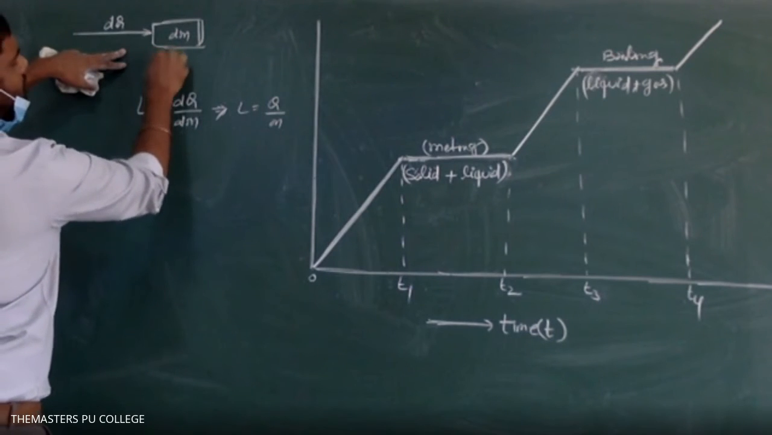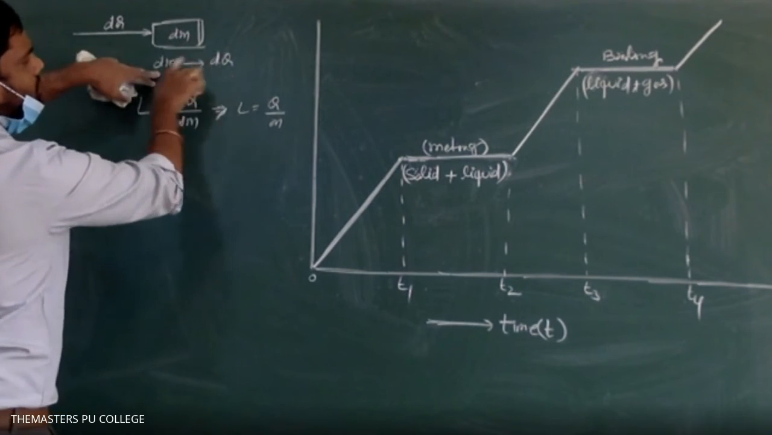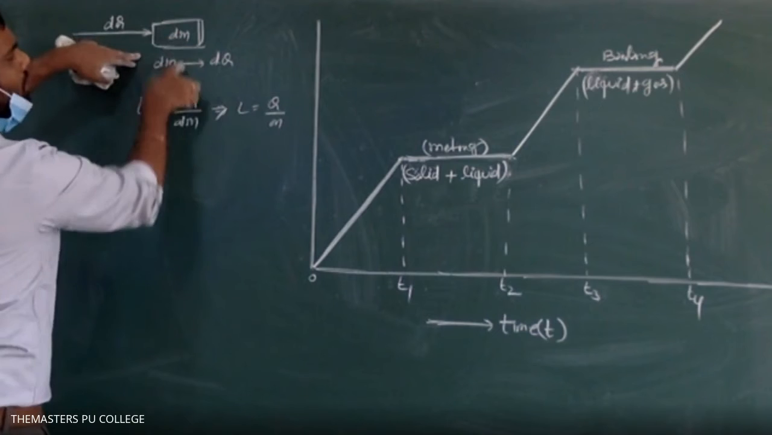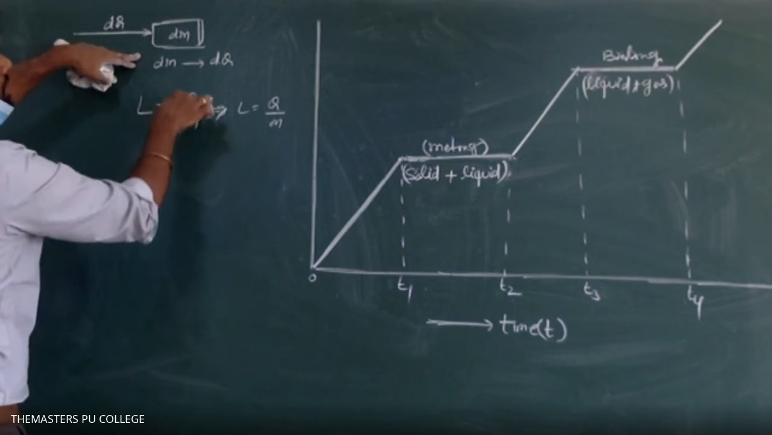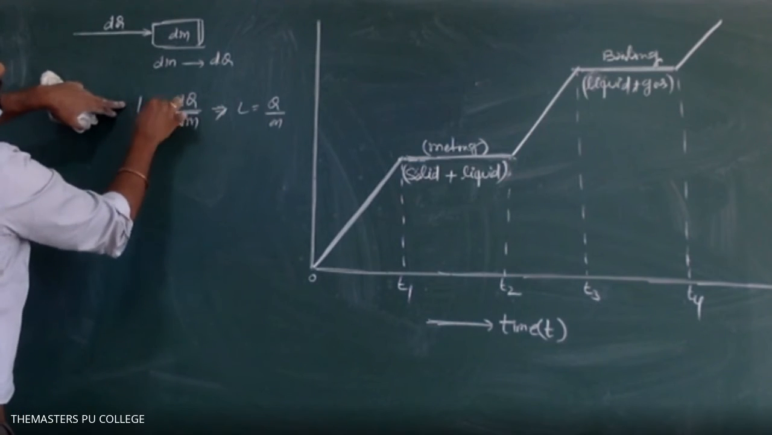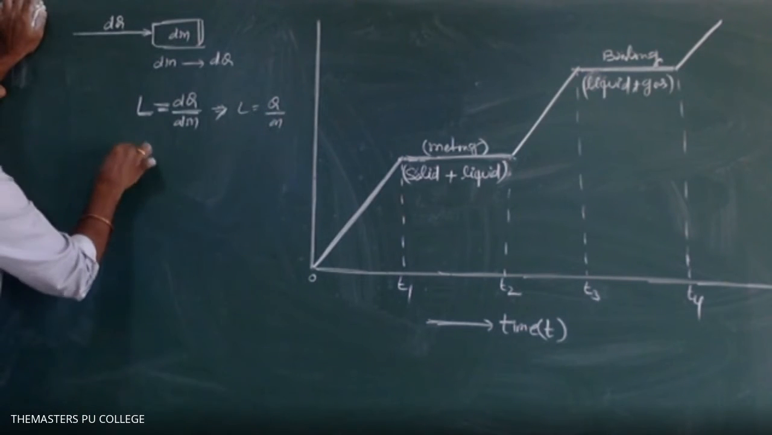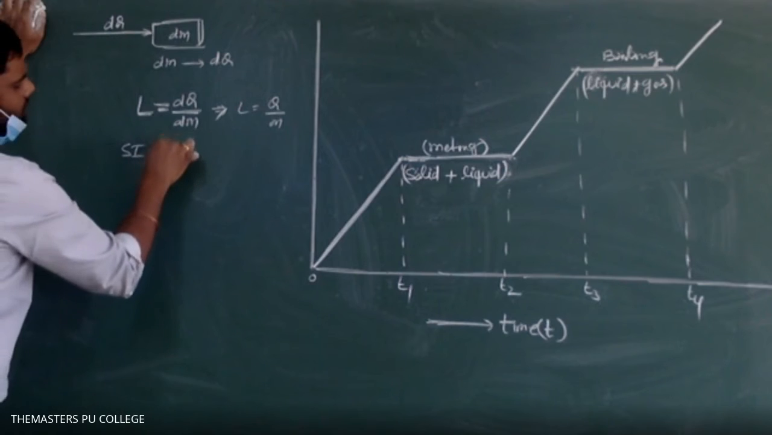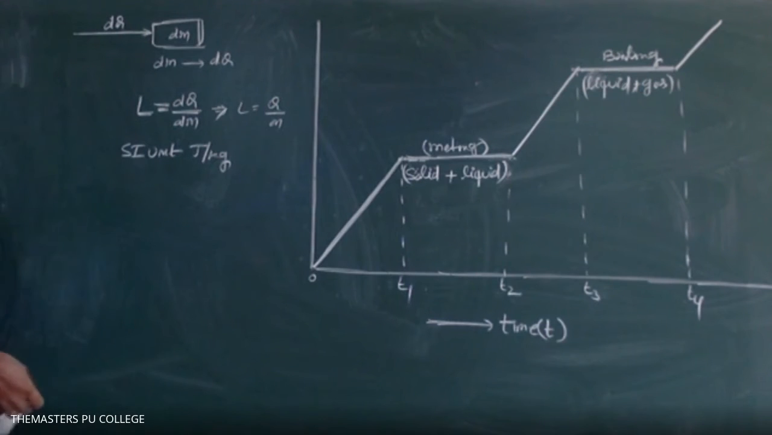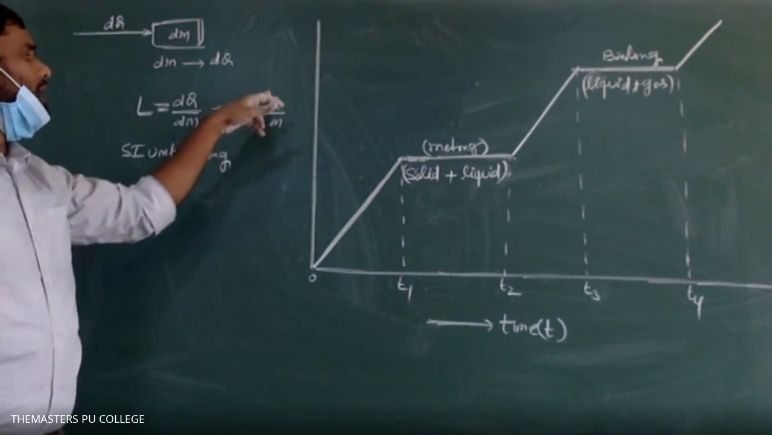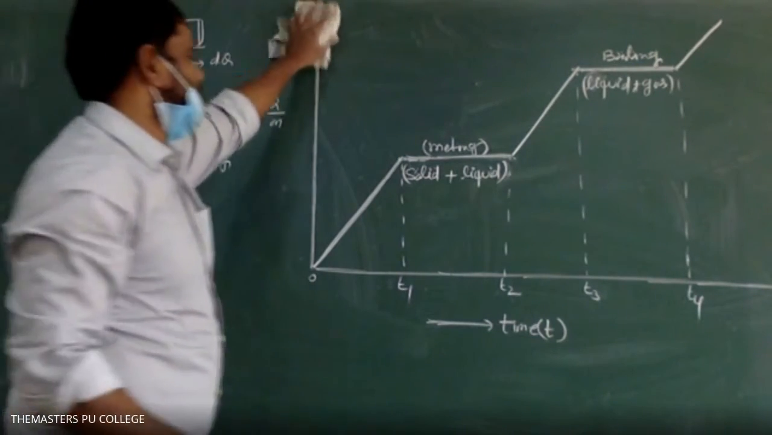So for dm amount of mass, we need dQ amount of heat to change its state. So for unit mass, what is the heat required? dQ by dm, for unit mass, heat required to change the state. That is known as latent heat. Latent heat L equals dQ by dm or L equals Q by m. What is the SI unit of latent heat? Joule per kg is the SI unit of latent heat. It can also be calorie per gram or calorie per kg.